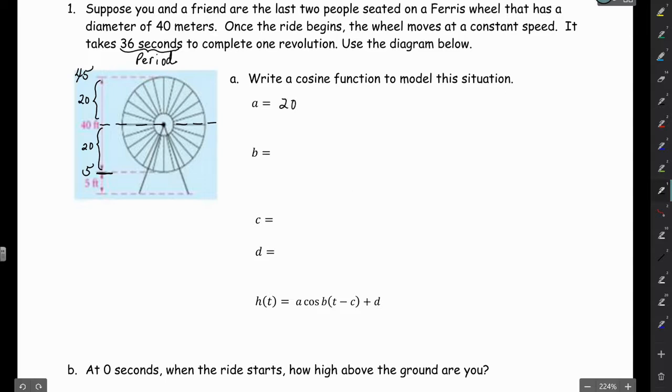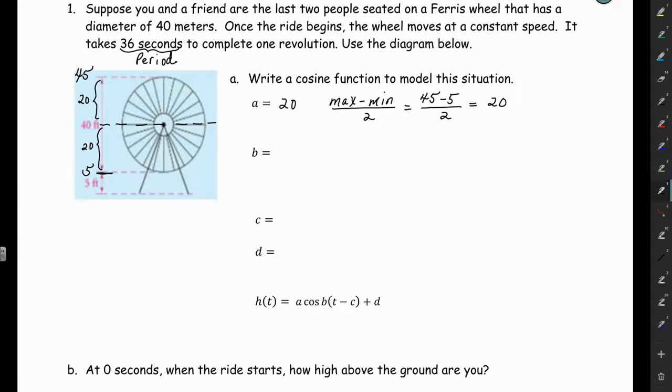And if you weren't sure, you could use the formula, which is max minus min divided by 2. Our maximum value is 45. Our minimum is 5, divided by 2. That gives us 40 divided by 2. That gives us 20.